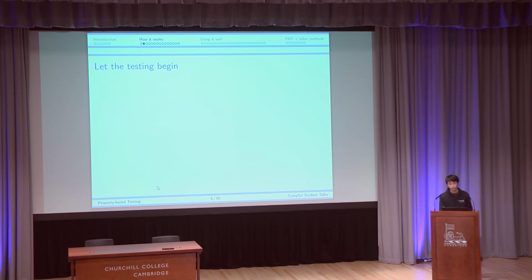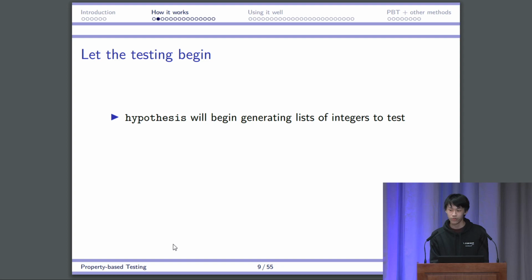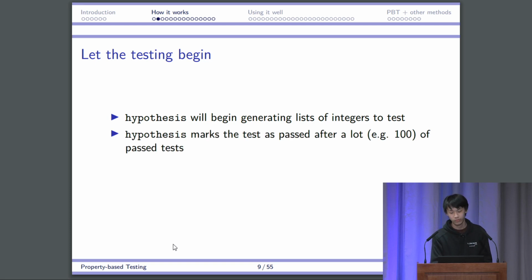So how does it work? Hypothesis will start generating lists of integers to test. And it's just going to keep generating. And after a certain threshold, let's say 100 test cases have passed, it's going to say, OK, I think this test is pretty good. I think your code passes this test. So it's going to move on to the next one.